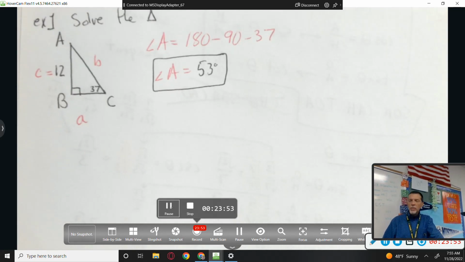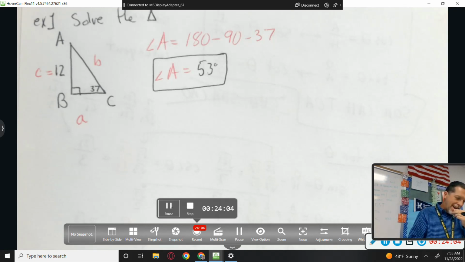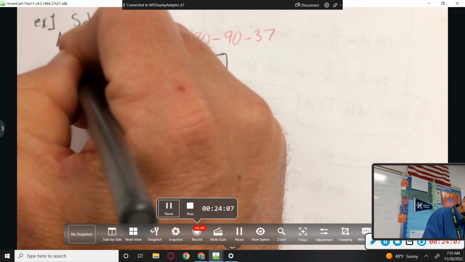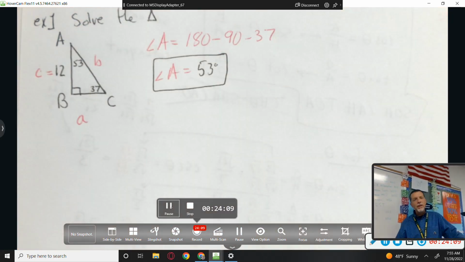Some people like to label the triangle as they go, helps them keep up with what they know and what they don't know. Other people just want to box it as they go. I'm fine either way. I say I'm fine either way. I'm going to label the triangle. That way I can keep up with what I know and what I'm still looking for.